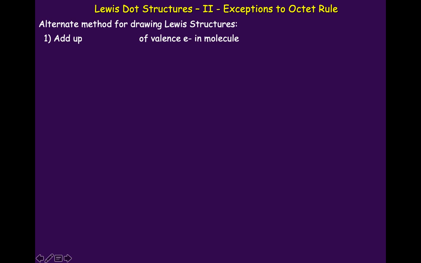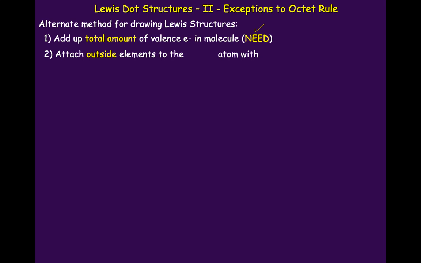So what are you going to do first? Number one, first things first, is to add up the total amount of valence electrons that you have in the molecule, a total number. That's taking all the elements and adding them all up. Next, that's going to be the amount that you need to draw. Then we're going to take the outside elements and attach them to the central atom with single bonds.